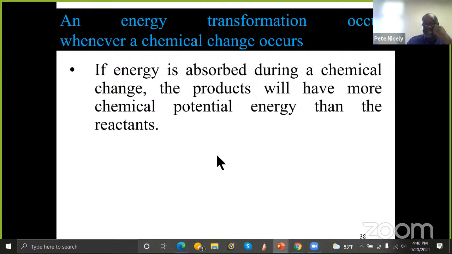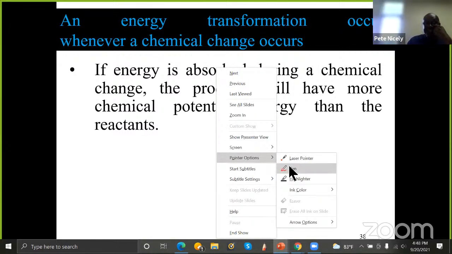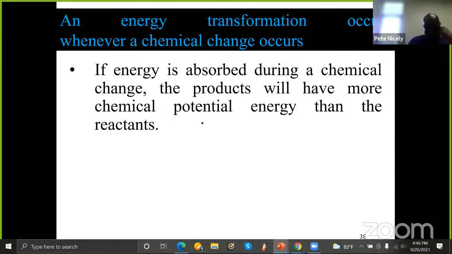And there's actually a name given to this type of reaction. Let me write that name down here. It's called an endothermic reaction. All right. So a reaction where energy is absorbed, as a result, the products will have more energy than the reactants. We say that that reaction is endothermic, which basically means that it absorbs heat.